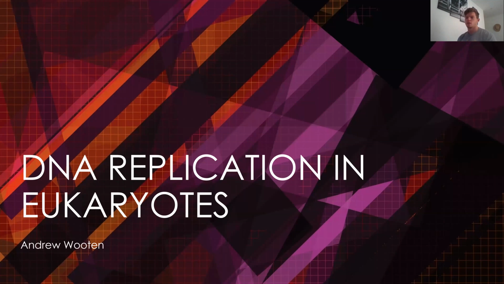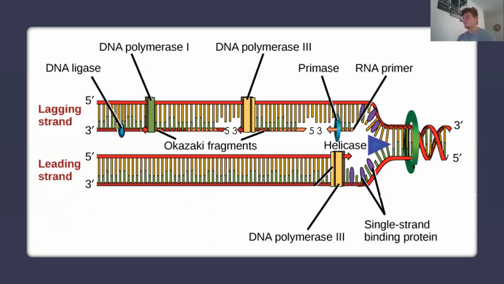Hello everybody, this week I will be doing DNA replication in eukaryotes for my video. Here is a quick diagram and it shows the replication process. On the right we have the original strand, which goes from the 3' end to the 5' end on the top, which is the lagging strand, and the 5' end to the 3' end on the bottom, which is the leading strand.